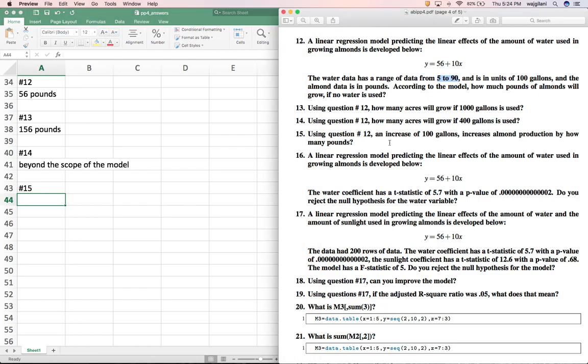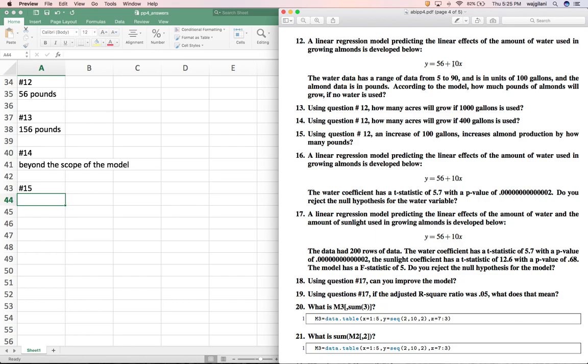Using question number 12, an increase of 100 gallons increases almond production by how many pounds? Yes. An increase of 100 gallons is basically an increase in my X input by 1. Because remember, the unit is 100 gallons. So an increase by 1 would increase the pounds by how much?